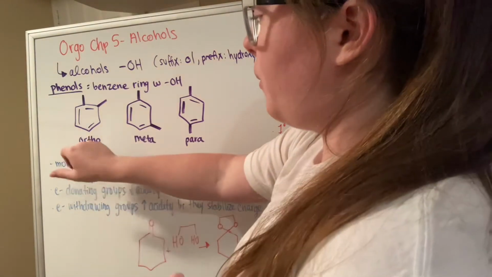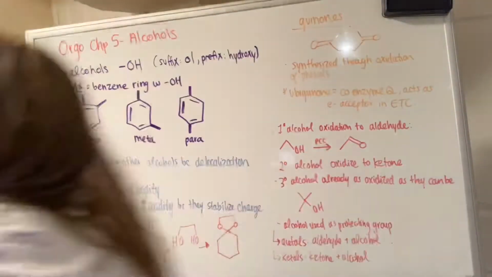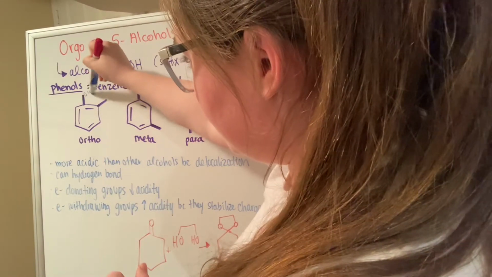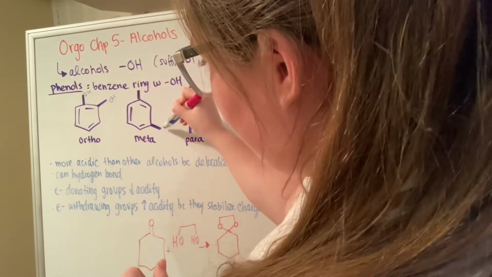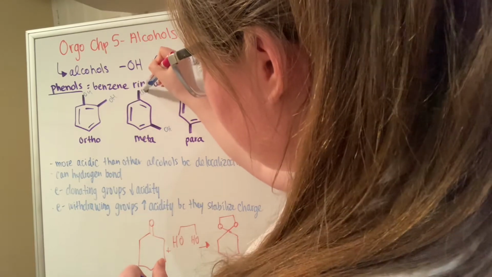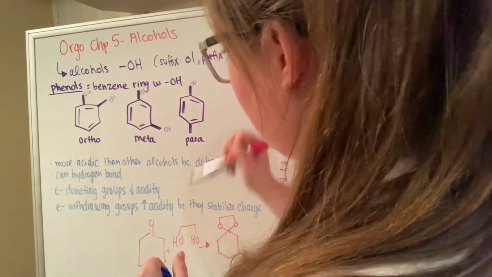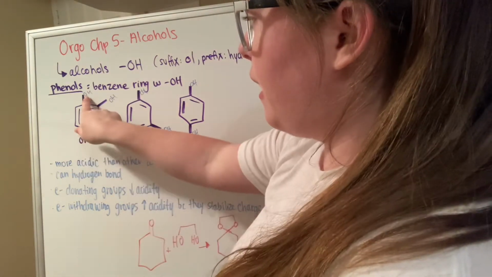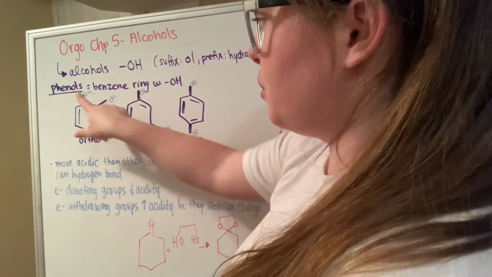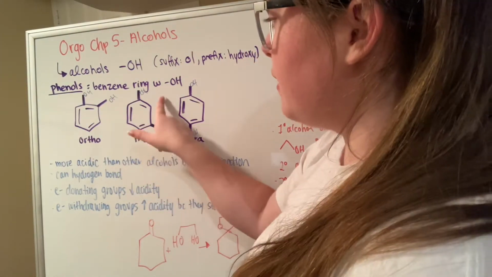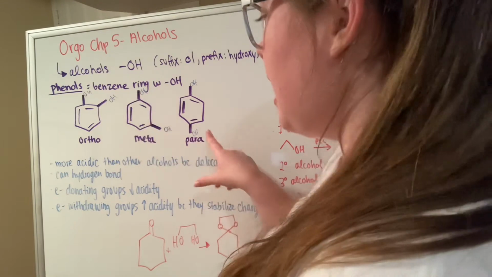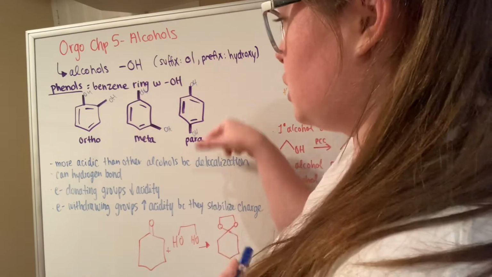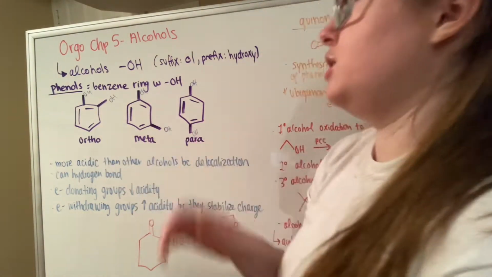So we can have ortho if the OH is there. I didn't draw the OHs on them, but these are all OHs. It's more so the positioning that should be looked at. So we have ortho if they are right beside each other. Then we have meta if there's one in between them on this ring. And then they would be in para position if they're symmetrical like this at the top and the bottom. So those are the positionings.